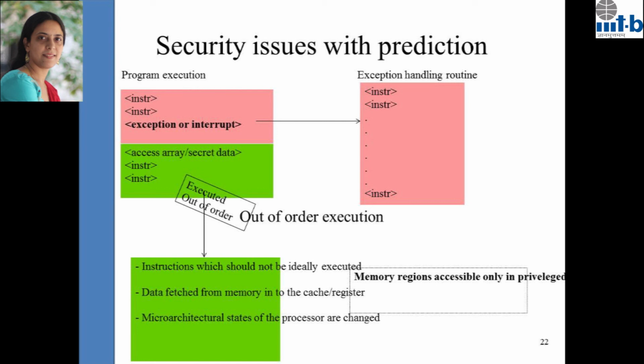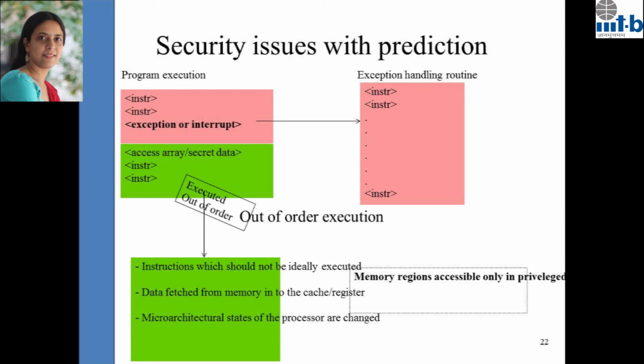It does not know that an interrupt is coming, so it has gone and fetched some instructions from that green area and tried to fetch that data, at least fetch, if not execute, into the register or into the cache. So the set of instructions highlighted in green are instructions which should not ideally have been executed at that point of time but have been fetched in. The data required to execute those instructions has also been fetched into the cache or the register.